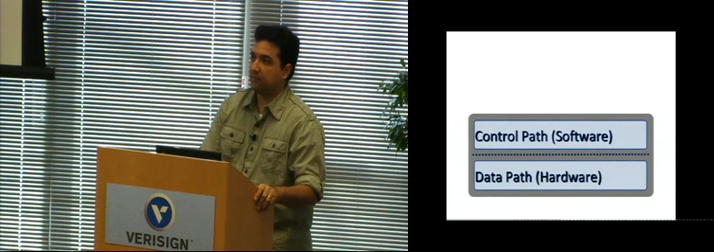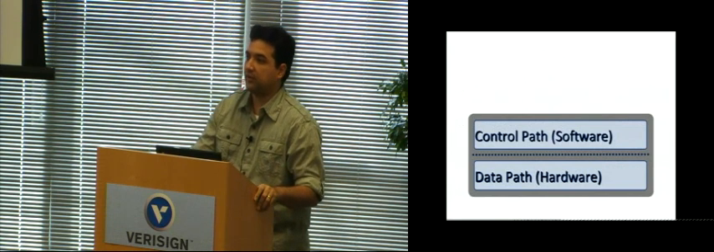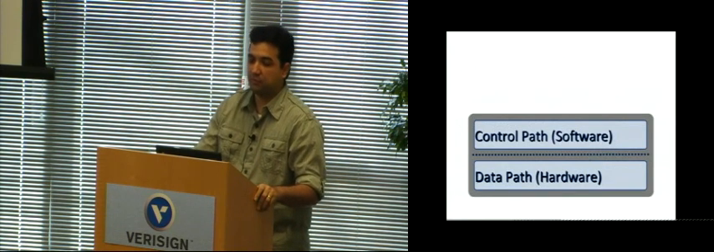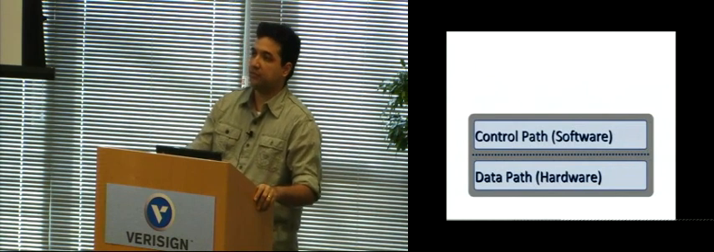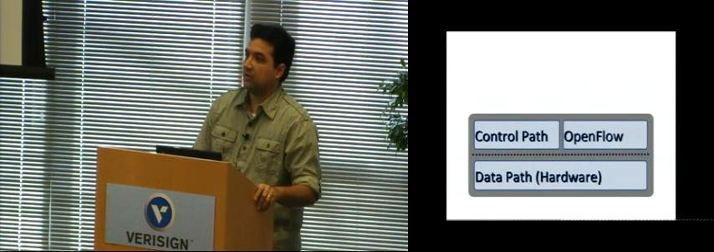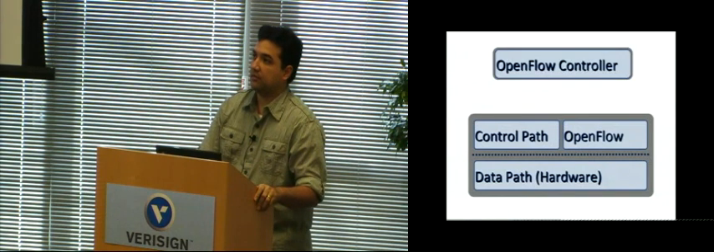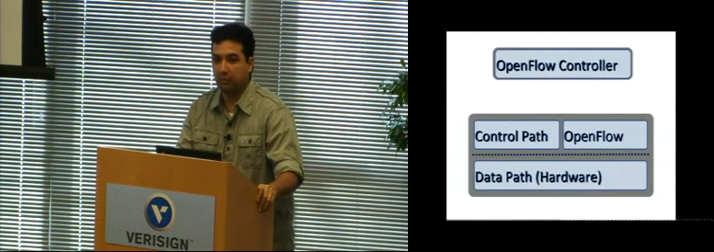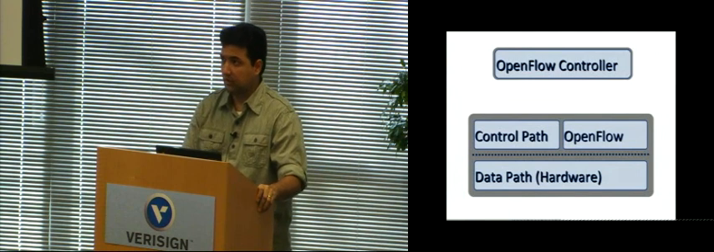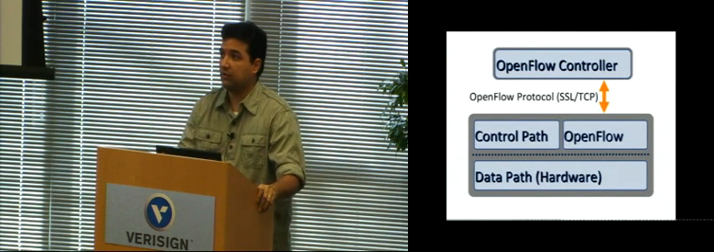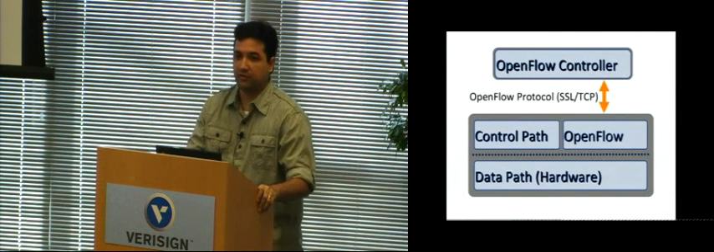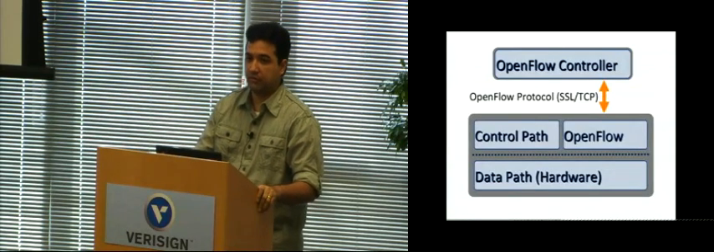So basically, you have the Ethernet switch. There's a control path all about routing and forwarding, and the data path is responsible basically for input and output of the datagrams. OpenFlow acts on the control path, and there's this new entity called the OpenFlow controller that basically talks using the OpenFlow protocol over SSL or raw TCP.